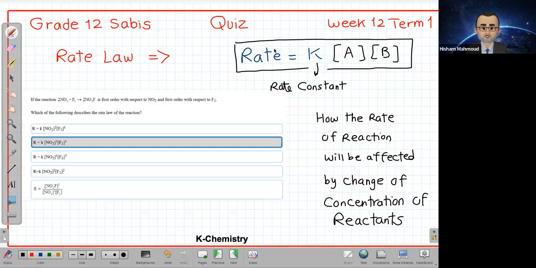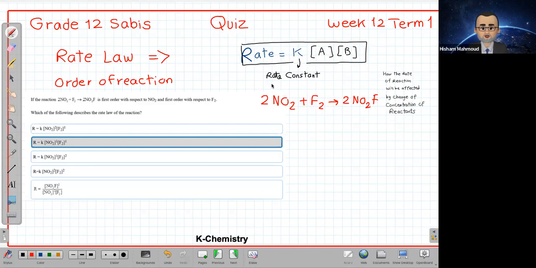The relationship between the rate of the reaction and the concentration of any of the reactants is known as the order of the reaction. It's called the order of reaction in relation to certain reactants. So if I say that this reaction is first order with respect to NO2, what is my reaction? My reaction is the reaction between nitrogen dioxide and fluorine to form N2NO2F. So this is my equation.